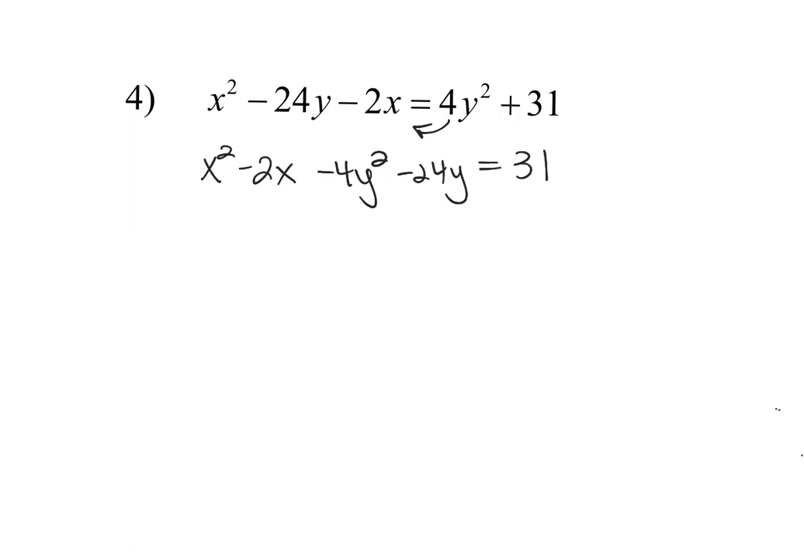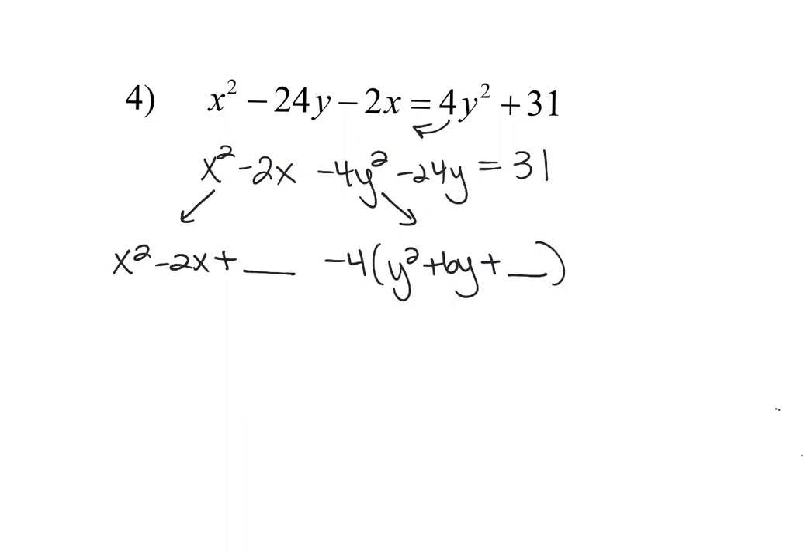I'm going to get myself ready to complete the square. So I'm going to do the x's over here: x squared minus 2x plus something. Notice I have a coefficient of 1 already. Do the y over here, but see the negative 4 in front? We need a coefficient of 1, so I'm going to factor out a negative 4. When I divide each term by negative 4, I'm going to get y squared plus 6y plus something.